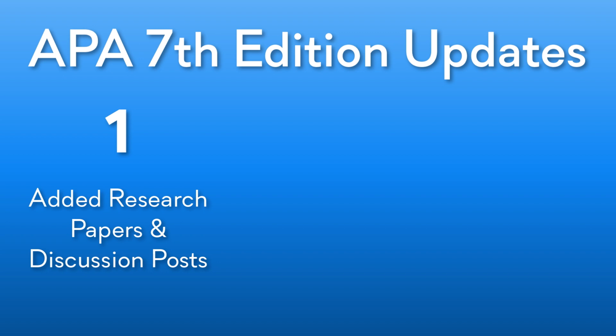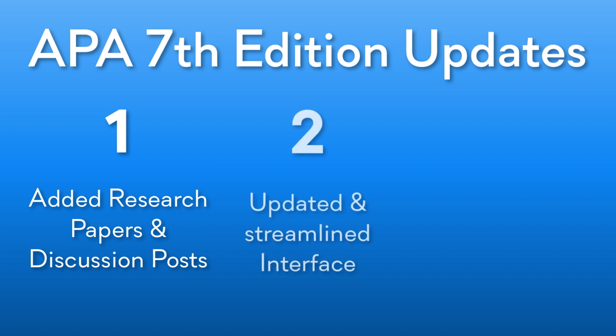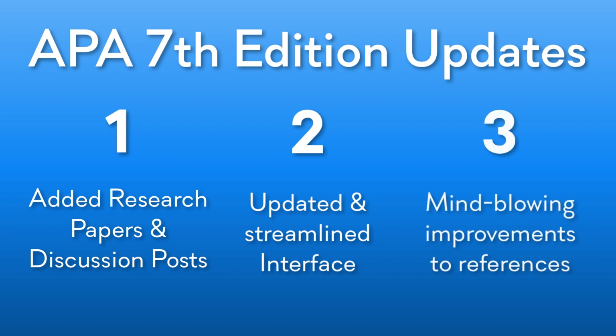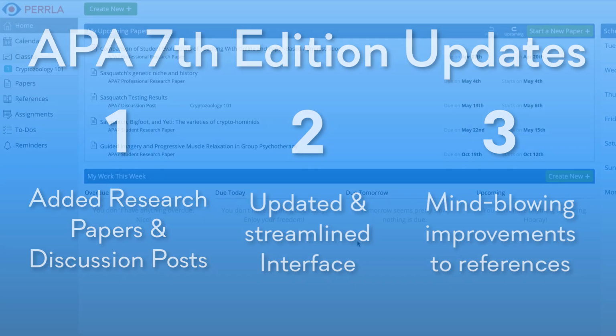First, we've added paper types so that you can create discussion posts, student papers, and professional papers. Second, we've improved the interface, making it consistent with our PERRLA for Word add-in. And third, we've made it incredibly fast and easy to create references. Seriously, you need to stick around because this new feature is shockingly cool. Let's take a look at each of these in a little more detail.